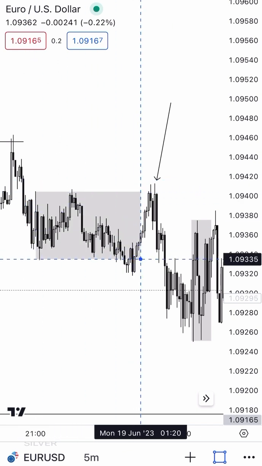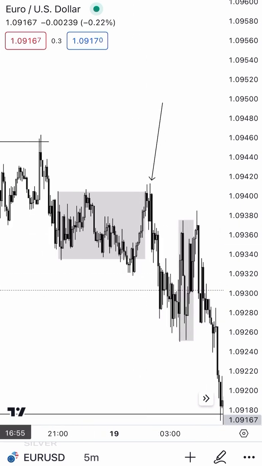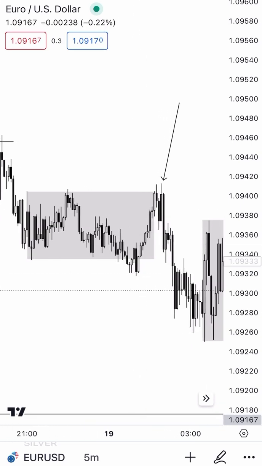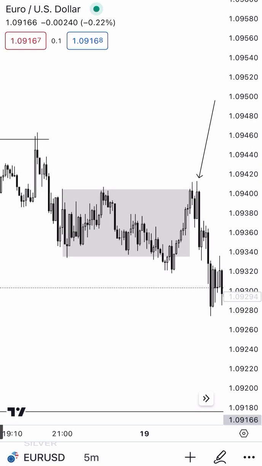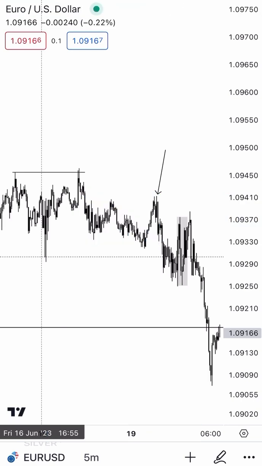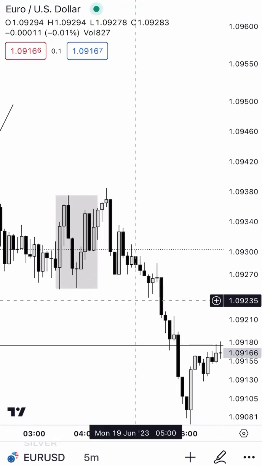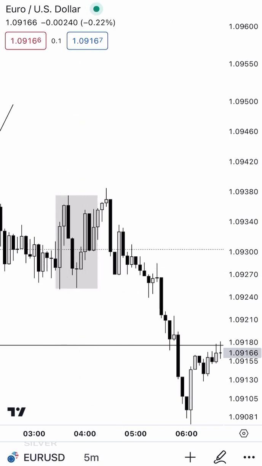Enigma right there. But this is a range inside of a range inside of a higher time frame range, right? So it's all ranges all over the place. You just want to pick the best ones. So this alone tells you it's going to target the range low at least, right?